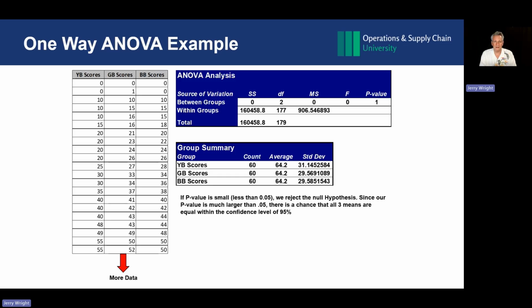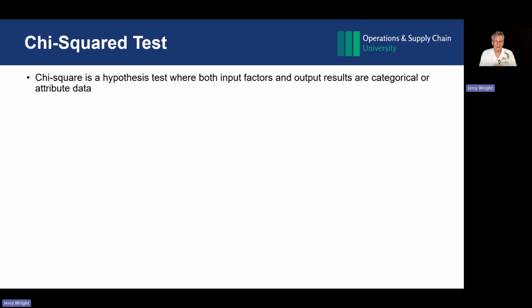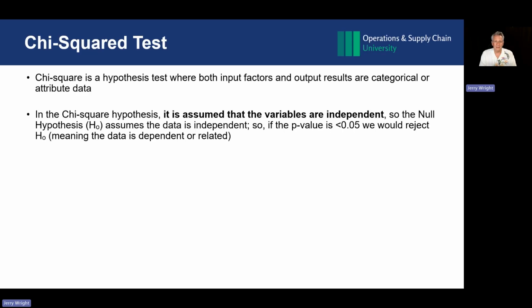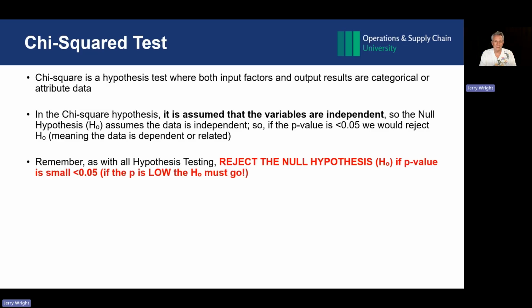Now, chi-square is more for attribute data. Chi-square is a hypothesis test where both input factors and output results are categorical or attribute data, so they're not directly used like you could do an analysis of variance. In the chi-square hypothesis, it is assumed that the variables are independent, and so the null hypothesis assumes the data is independent. So if the p-value is less than 0.05, meaning it's very low, we would reject H0, meaning the data is dependent or it is related.